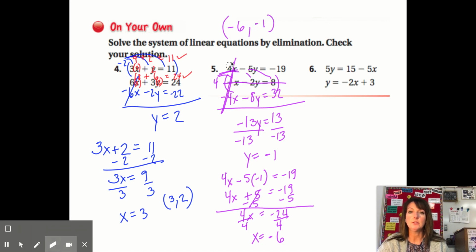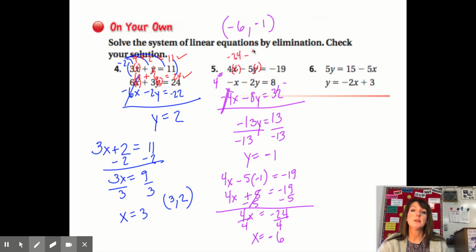I need to erase so I can check my work. Okay. I have -6 and -1. So 4 and -6 is -24, minus 5 times -1 is -5. So that's like -24 plus 5, which is equal to -19. So it checks for that one.